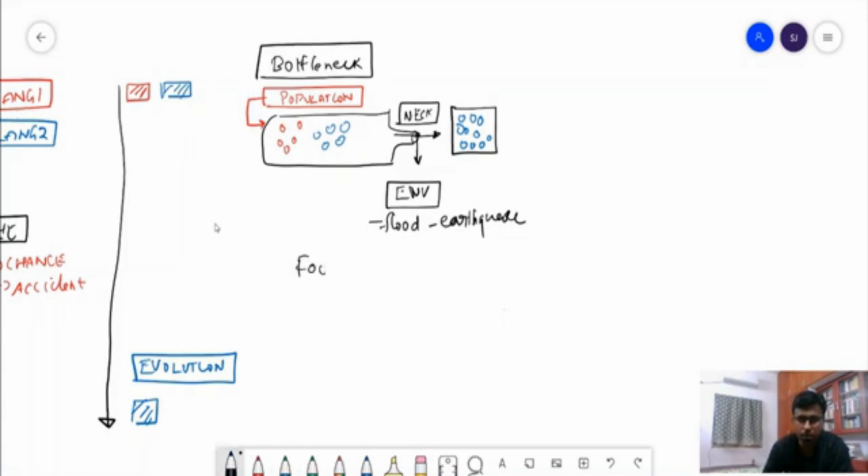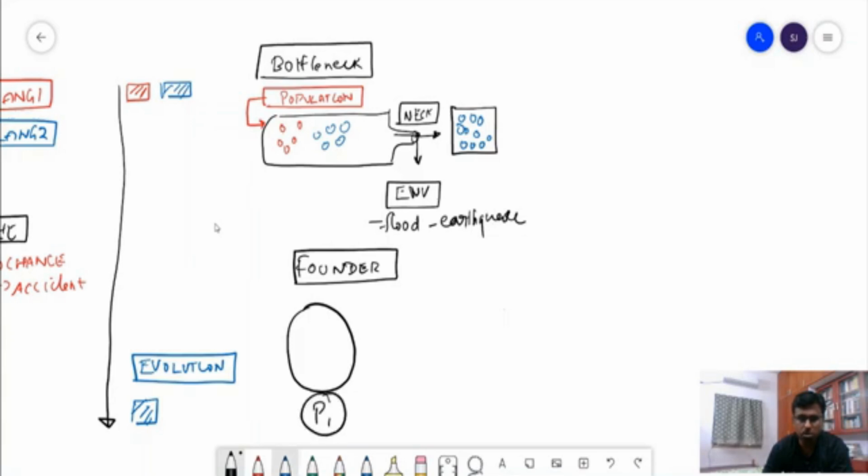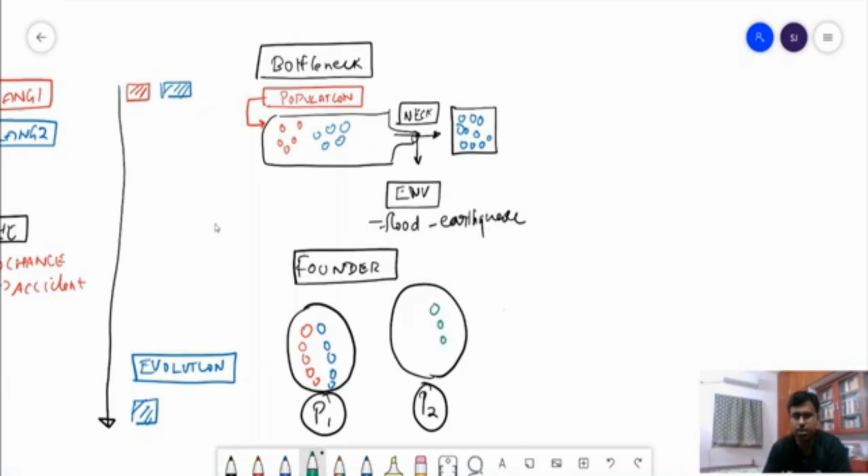Second is the founder effect. What is this founder effect? I will assume that there is a population, in the same way, which has equal probability of both these genes. And then I will assume there is a population 2. Population 2 is sparsely populated by, I am assuming, a third allele. The third allele may be green color.